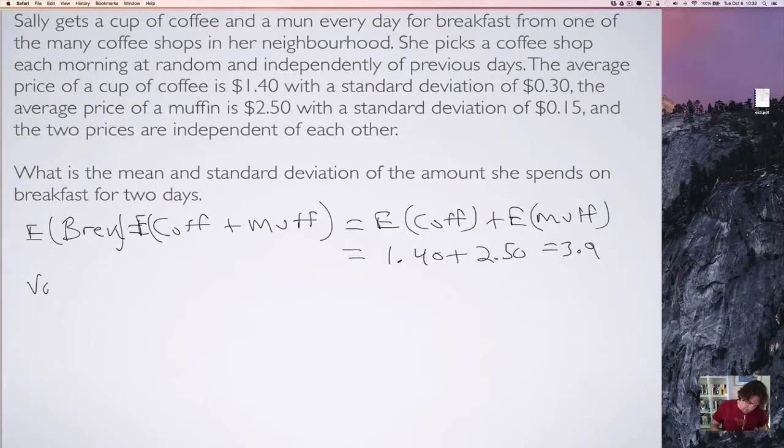The variance of one breakfast is equal to the variance of coffee plus a muffin.